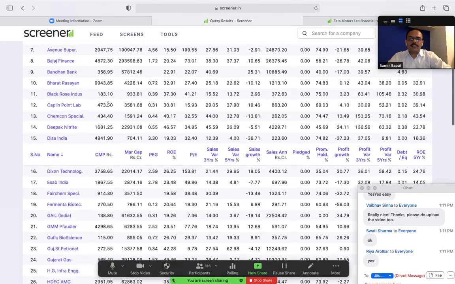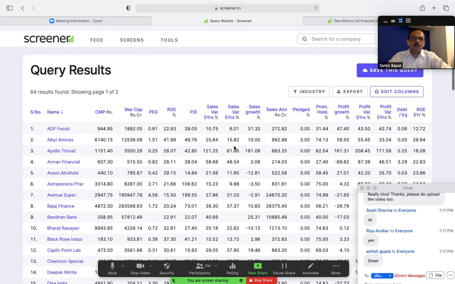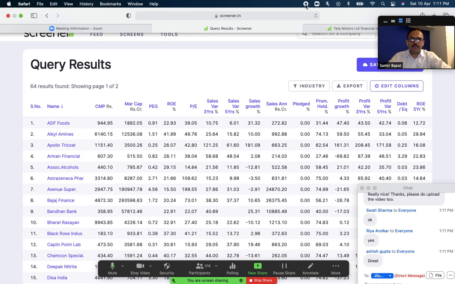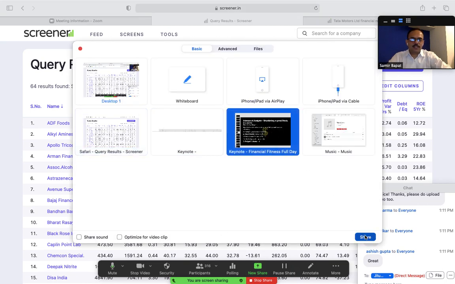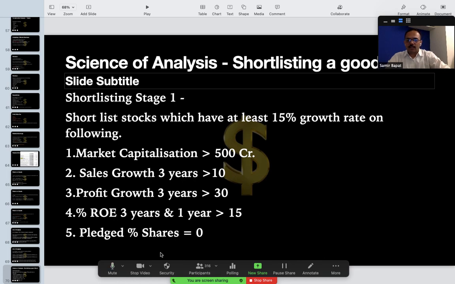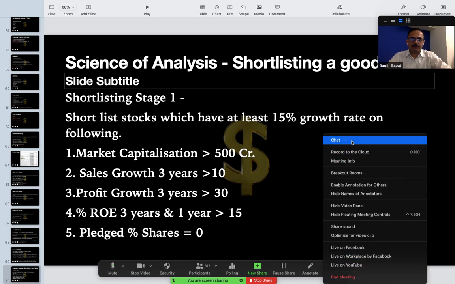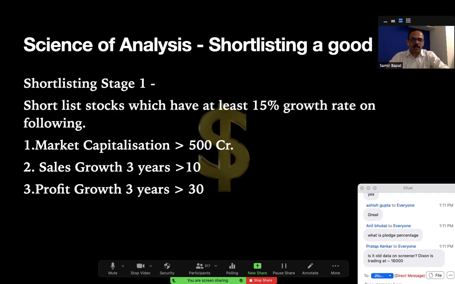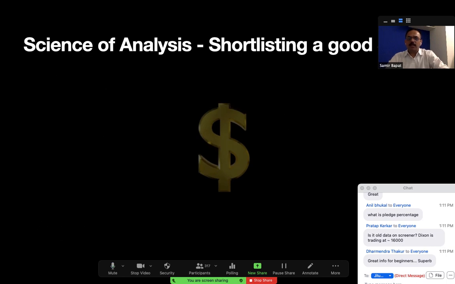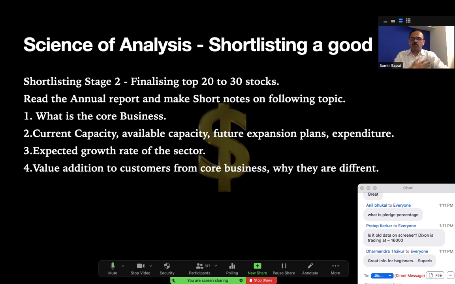Okay. So you have this, and then once you have this, what do you do? Once you have this, I'll upload this query. I'll just take some more snapshots here, and once you have this query, okay, this is the query. You do shortlisting. Okay, now you have to write down.